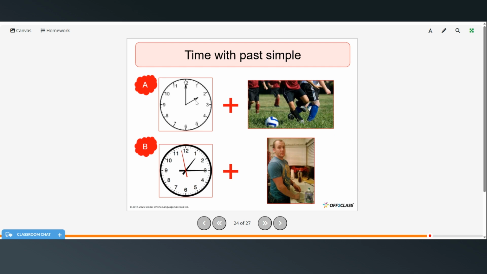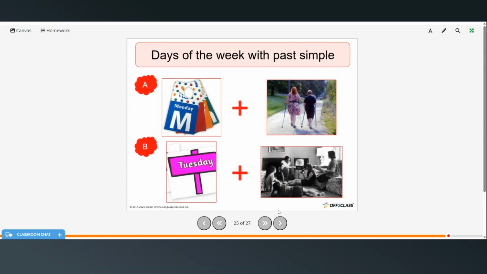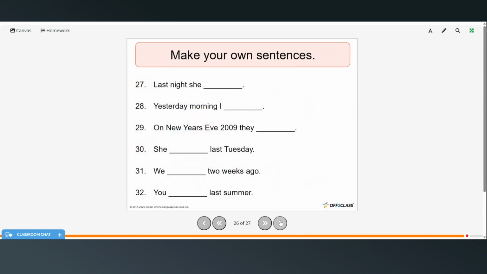So here we have time with past simple. We'll see some examples of how to use that. We can also use days of the week with past simple. So they walked on Monday, they watched television on Tuesday. Now you can make your own sentences. There's no right or wrong to these. Just make sure that your verb is in past tense. Go ahead and try these on your own.